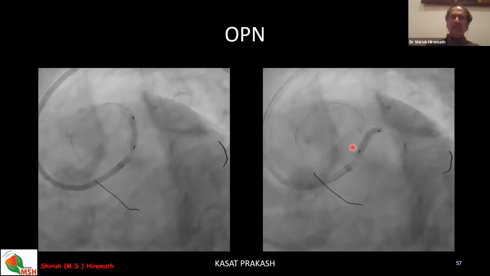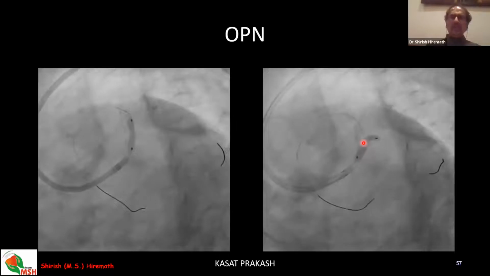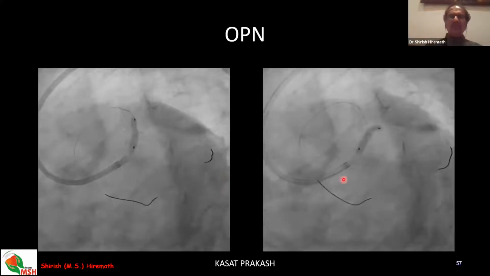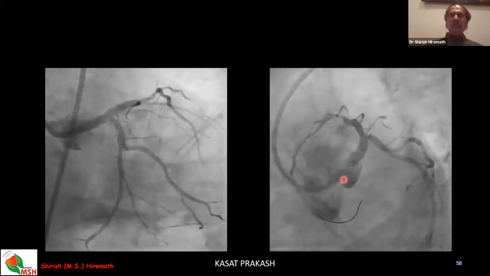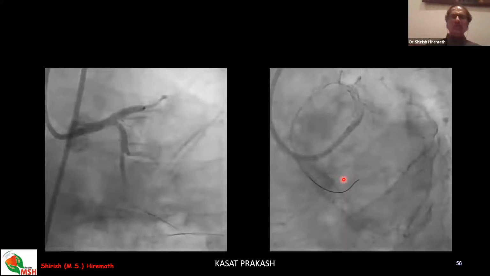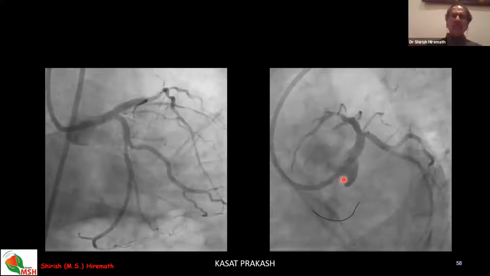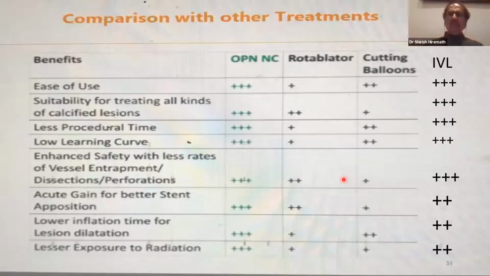We take very high pressures, one towards LAD and one towards circumflex, and then do culottes in this particular case. I think it is culottes to get a decent result.